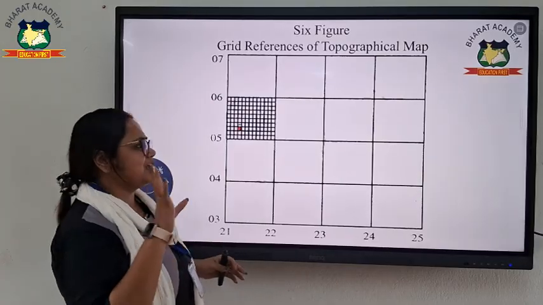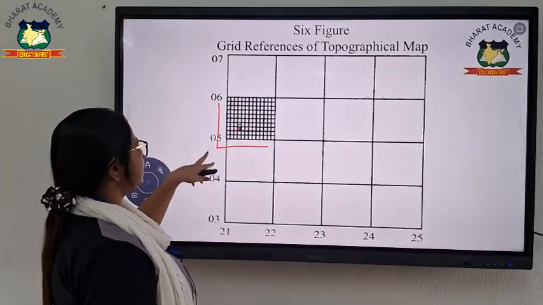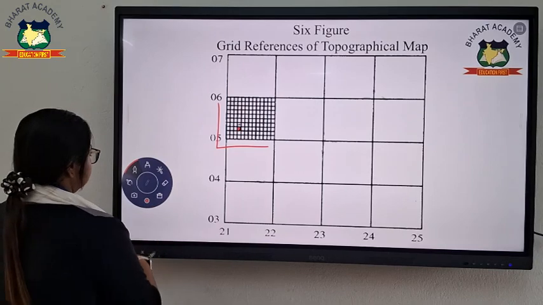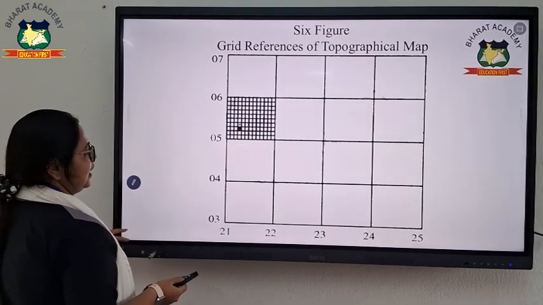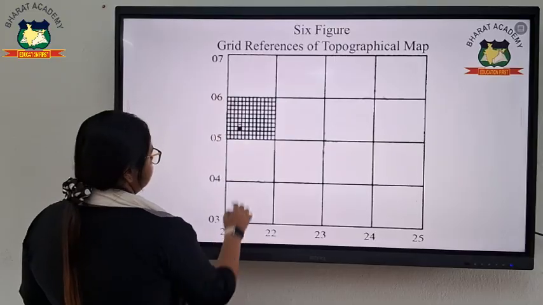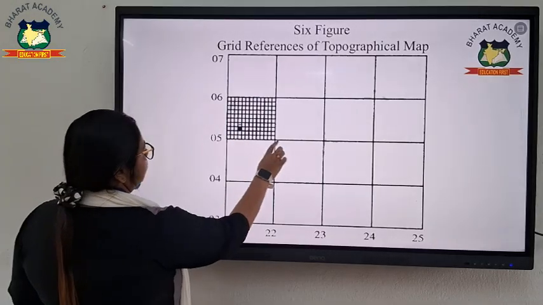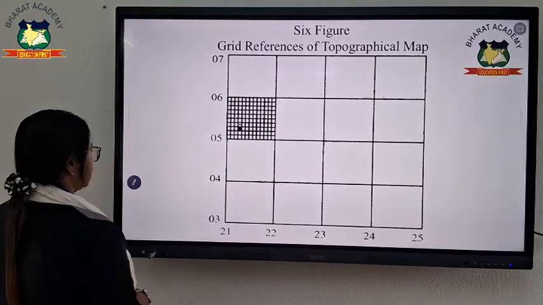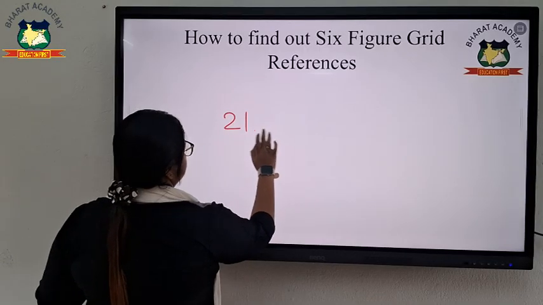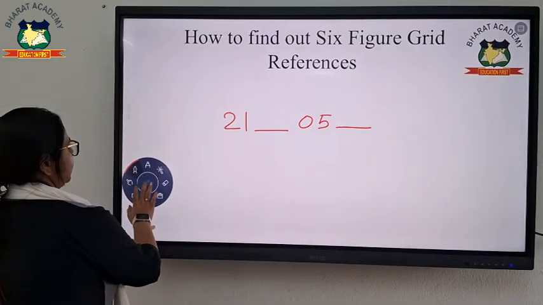Now how to find it? First of all, we need to remember the same 4-figure style, the L. What is the 4 figure of this grid? Let us write it on the next slide so that it is easier to understand. So I am writing here and we have the map here. The 4 figure of this grid will be 21 for the left line and 05 for the bottom line. So we write the same here: 21, then I leave a gap, then 05 and a gap. Simple? Okay, let it stay here.